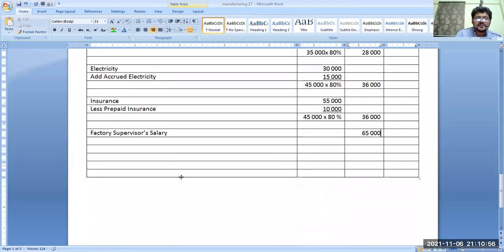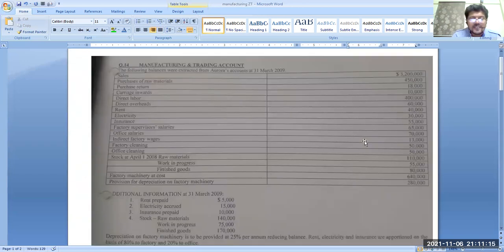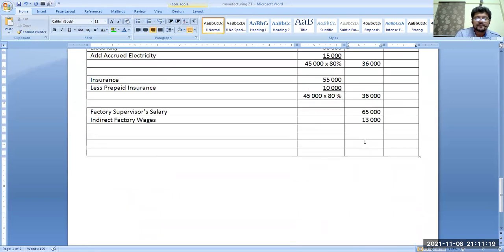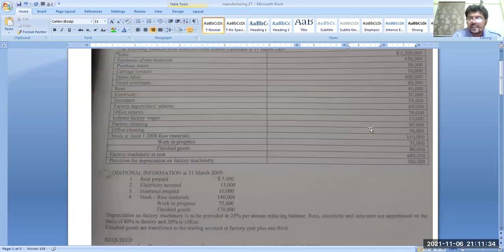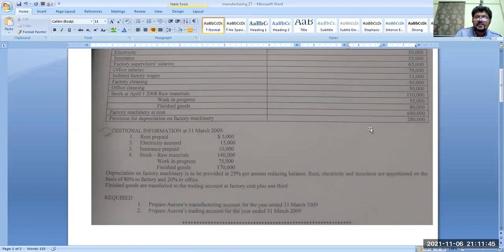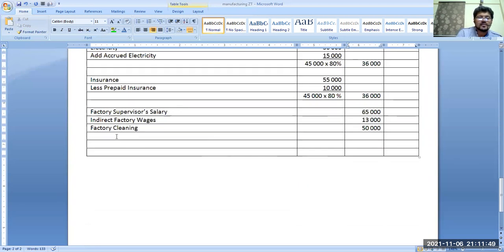Indirect factory wages, 13,000. Got it? Okay. Then factory cleaning, 50,000. Factory cleaning done. Okay. Now office cleaning we don't take. Factory machinery, and factory machinery at cost is given. It means we have to calculate the depreciation of factory machinery. Okay. So depreciation of factory machinery, we are going to calculate over here.